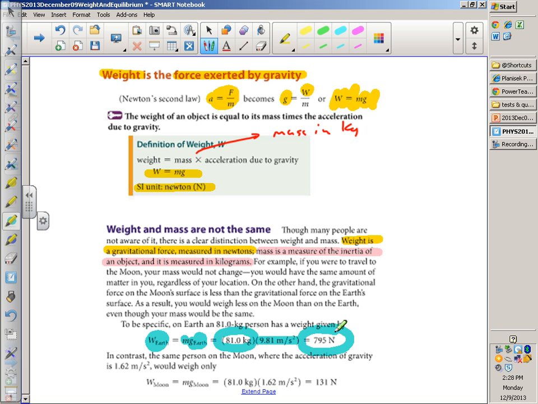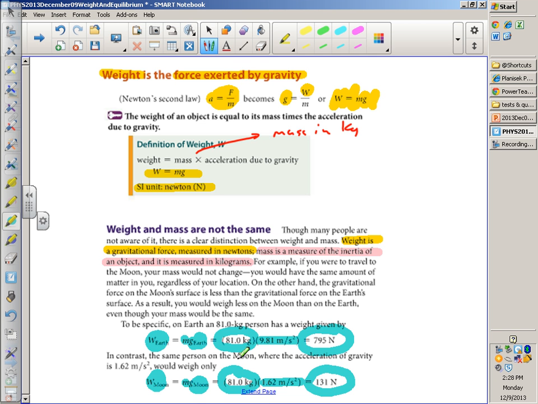But if we talk about the weight of an object somewhere else, like on the moon, we still take its mass and multiply it by the acceleration of gravity. Mass doesn't change. The person in this case still has a mass of 81 kilograms. But the acceleration of gravity on the moon is different, so therefore the weight of that object will be different.